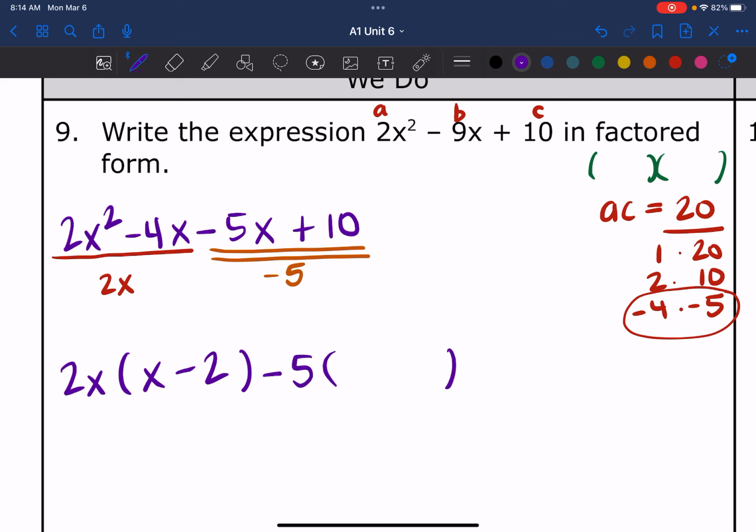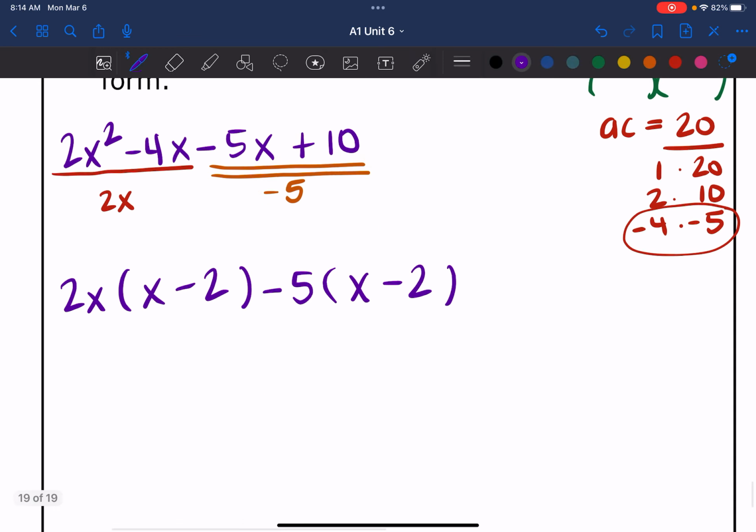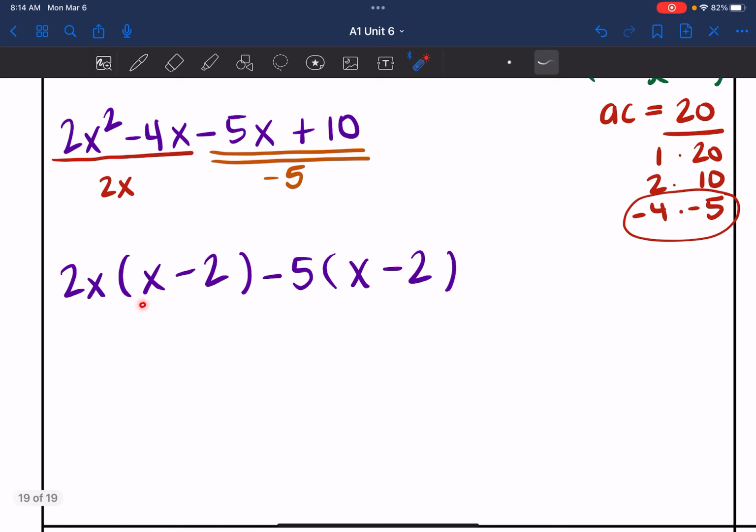And in parentheses, we say what happens when we divide. -5 divided by -5 is +1, but then I have to keep that x. And +10 divided by -5 is -2. Now, if you did this correctly, what's in the parentheses should be the same for both of them. That's going to be your first factor, x minus 2.